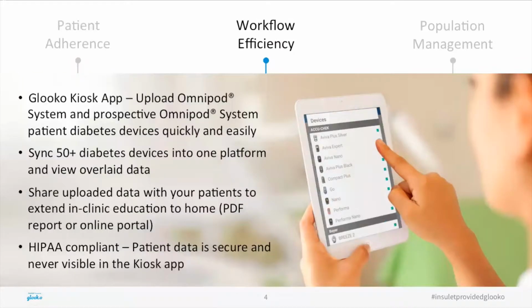In addition to the Glooko mobile app, the Glooko kiosk allows you to quickly and easily sync your OmniPod and prospective OmniPod system patient data in the clinic. The Glooko kiosk allows you to upload more than 50 diabetes devices into one platform and see a unified view of each patient's data. You can print out a PDF report of the patient's data from the kiosk if you have wireless printers, or view it on your Mac or PC computers using a secure website in your exam room to collaborate with your patients and provide evidence-based care.